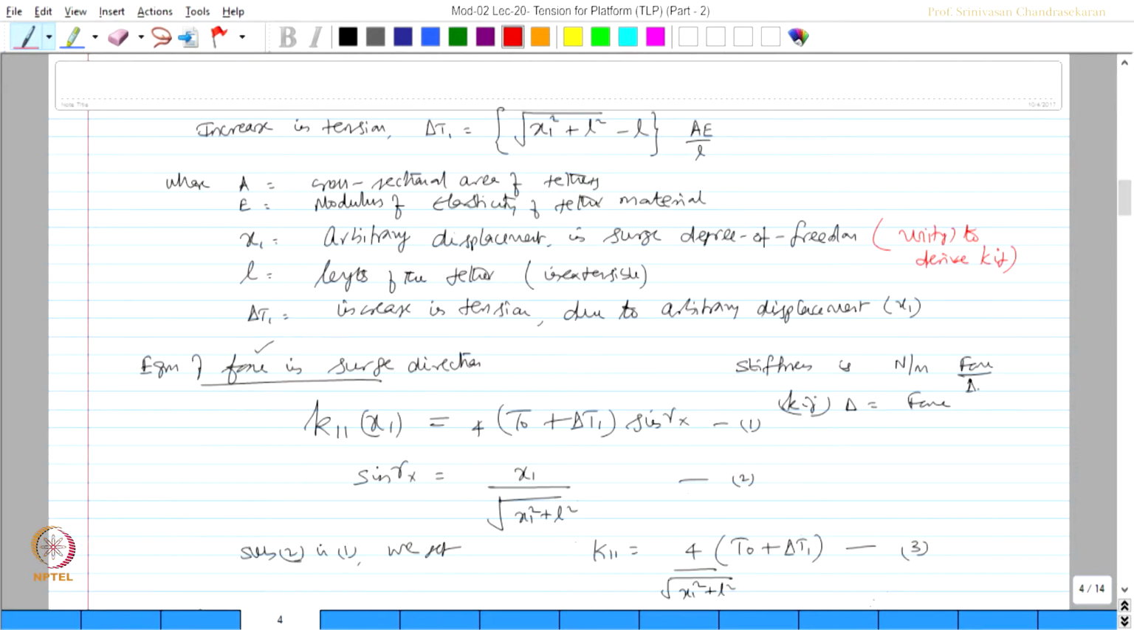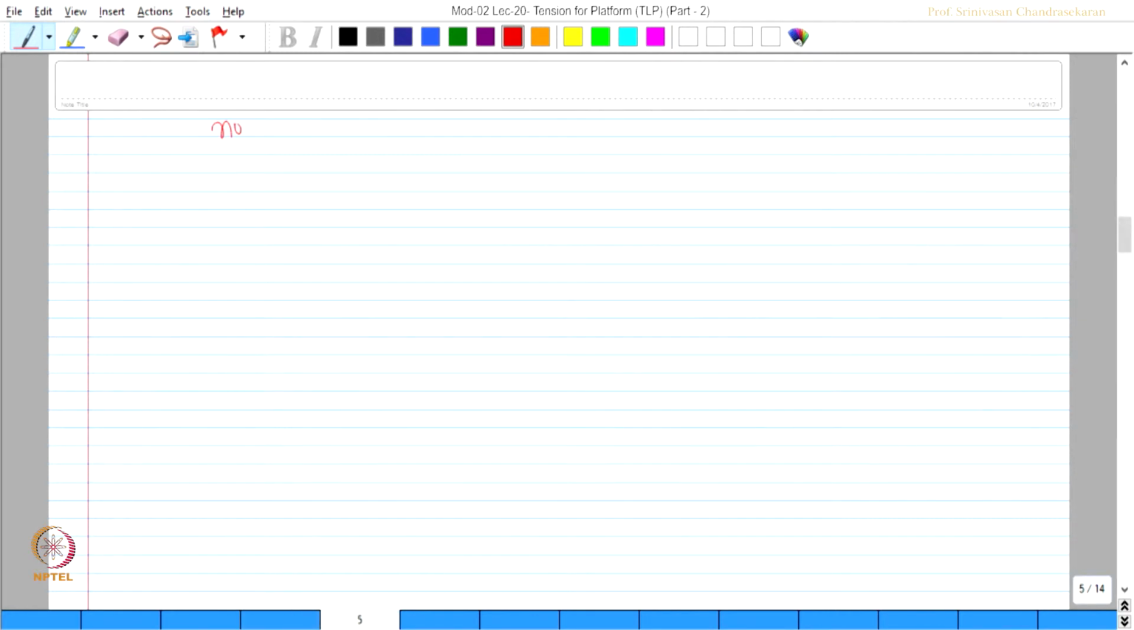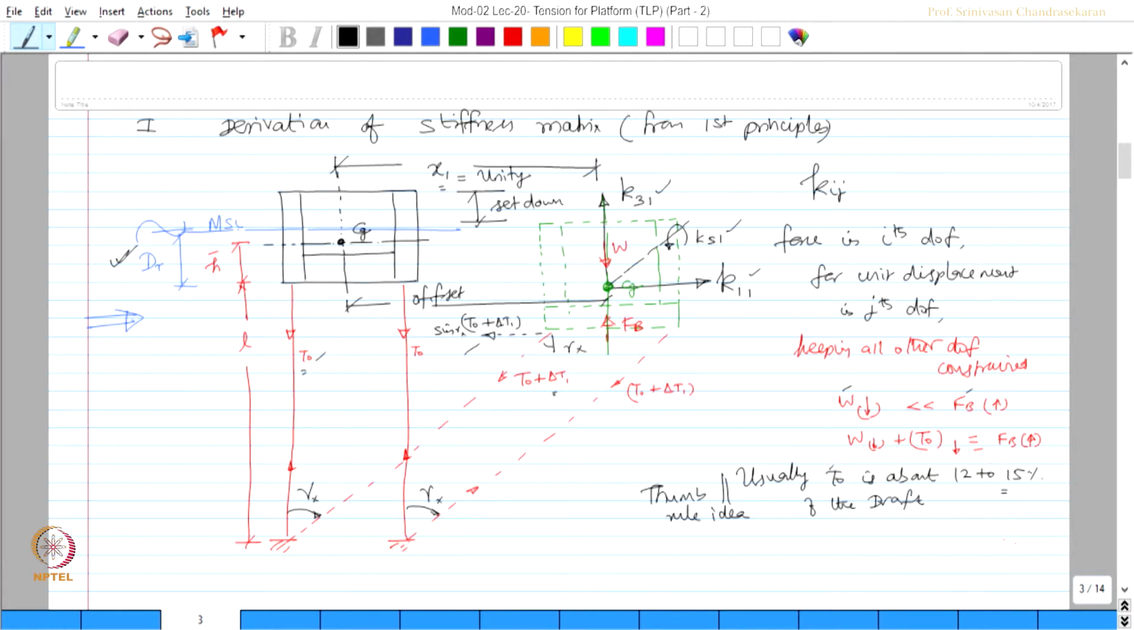So, this is my coefficient which I obtained from the surge displacement. Naturally, no force in sway direction and therefore, K21 will be 0. Let us talk about equilibrium of forces in heave direction. So, I am talking about equilibrium in the vertical axis now, heave direction.